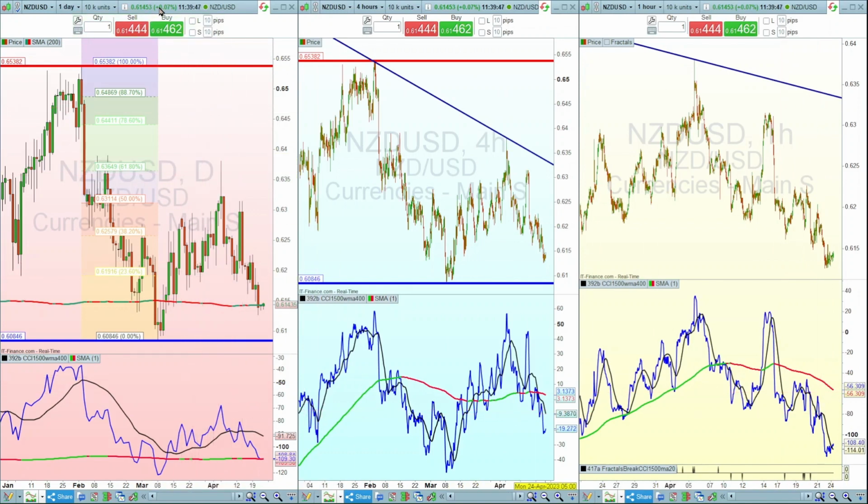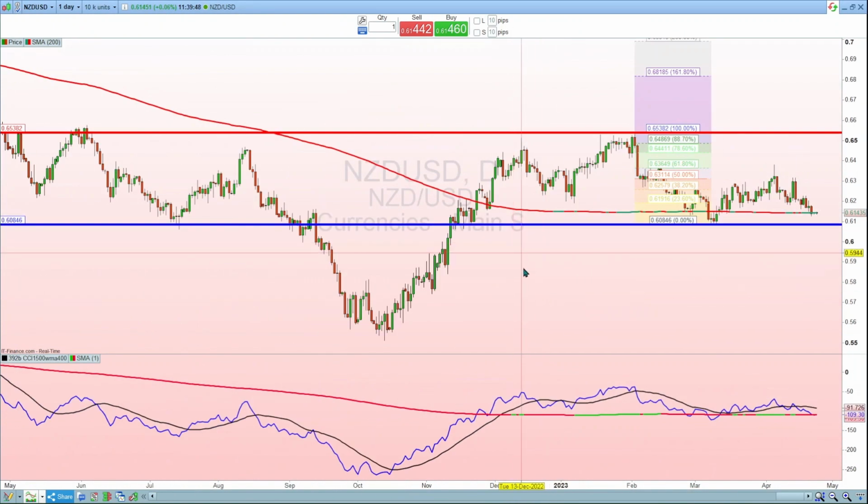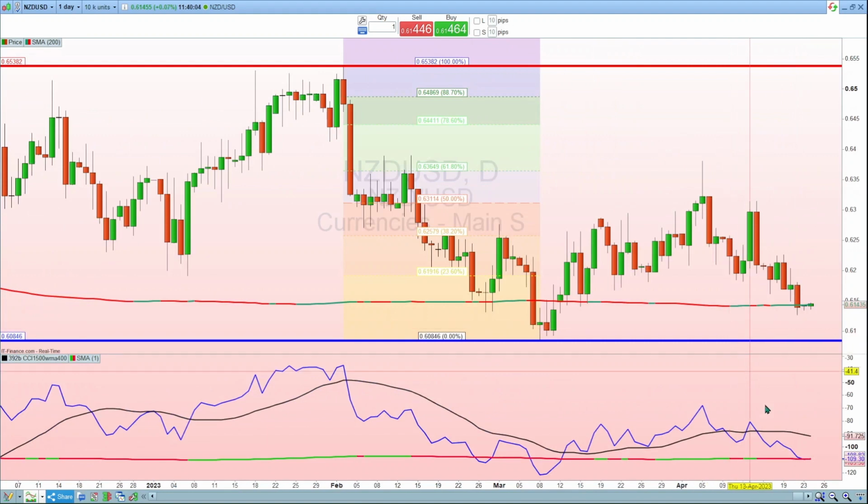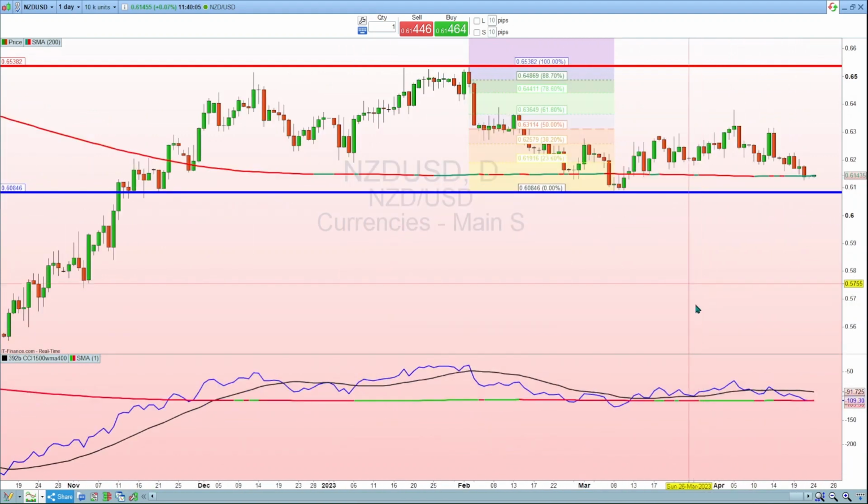So let's drill down on each of these. First off, on the daily, I've drawn this key support at 60.84 and a resistance at 65.38. And it's been in that range for some time, and it's now broken through to the downside on the moving average of the CCI, which is our key indicator to track trend.